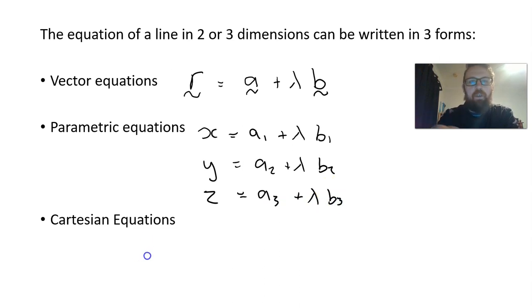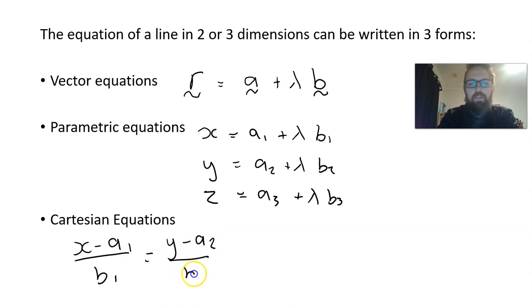And finally, the Cartesian equations, they're just a rearrangement again of the parametric equations. So what we can do is write x minus a1 divided by b1, and that's equal to y minus a2 over b2, which is equal to z minus a3 over b3. The way we get this is these things are all equal to lambda.